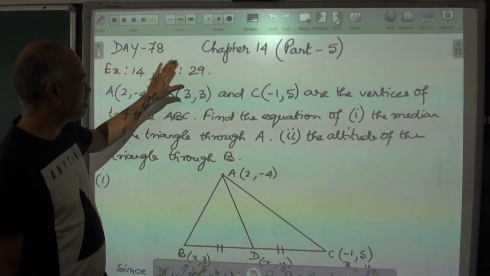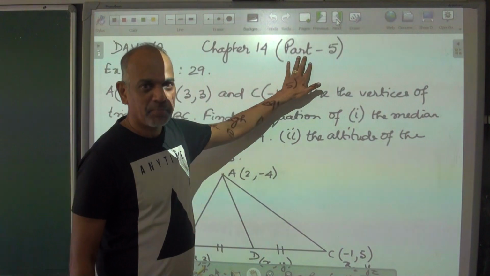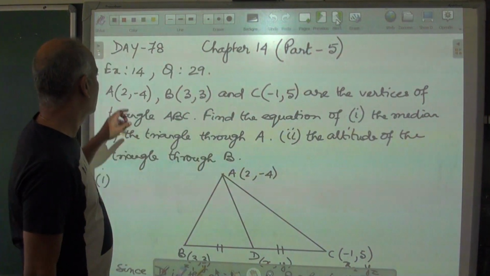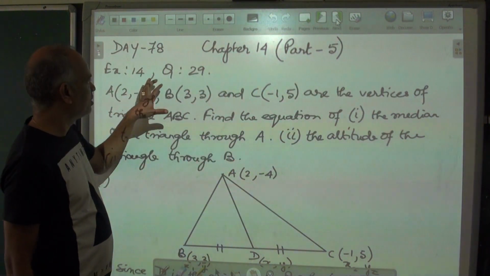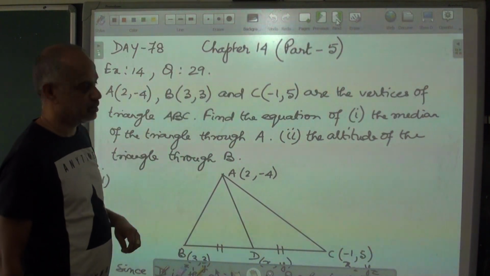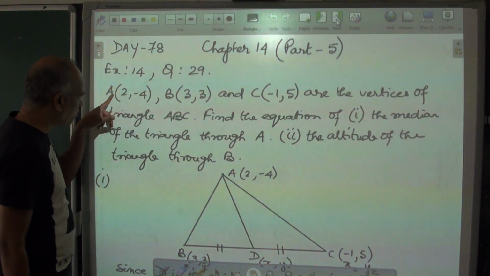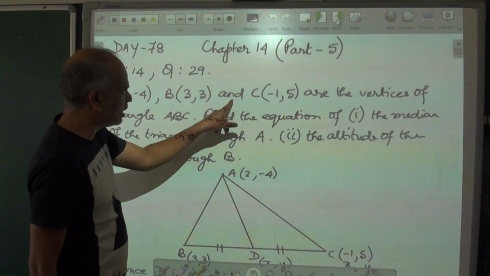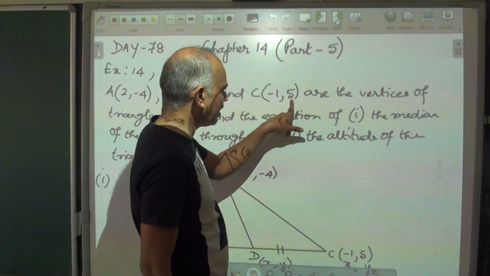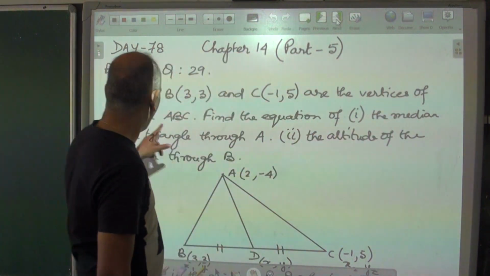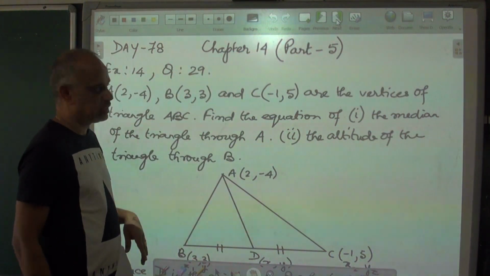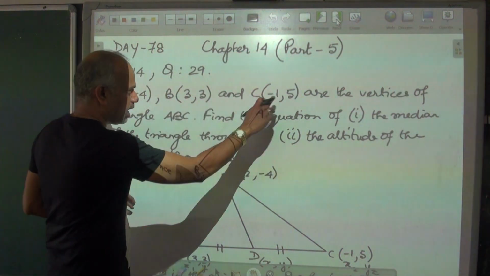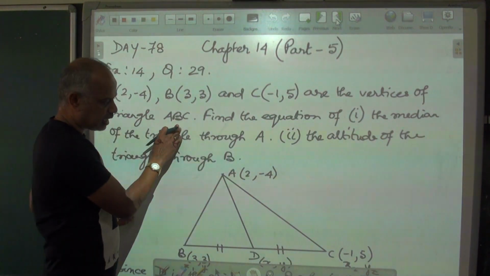This is day 78, chapter 14, part 5. From exercise 14, question number 29. A's coordinates are 2, minus 4, B's coordinates are 3, 3, and C's coordinates are minus 1, 5. These 3 points ABC are the vertices of triangle ABC.